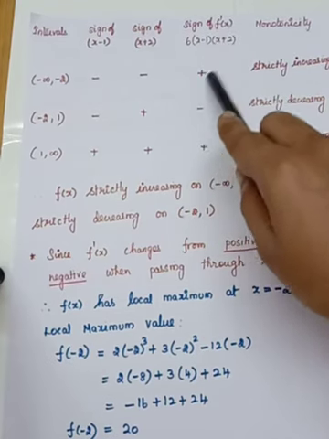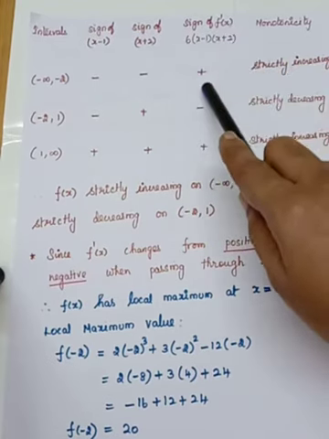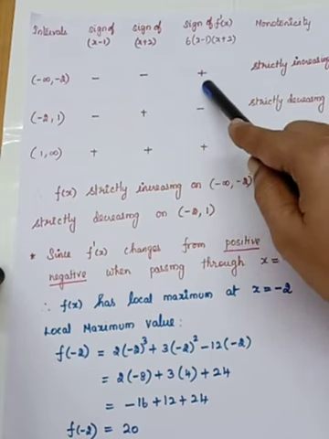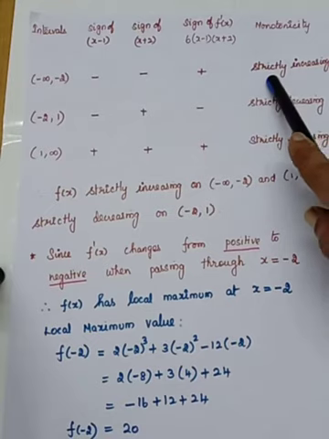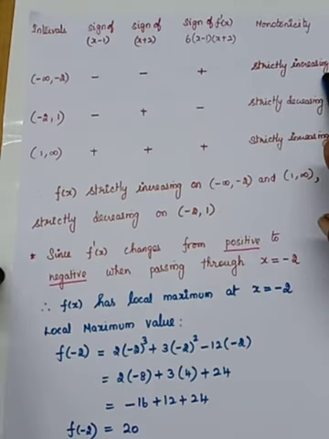So, the whole term is plus. Your f dash of x is plus. That means your f dash of x is greater than 0. In the previous class we have seen that when f dash of x is greater than 0, the function is strictly increasing. So, here I have written strictly increasing.